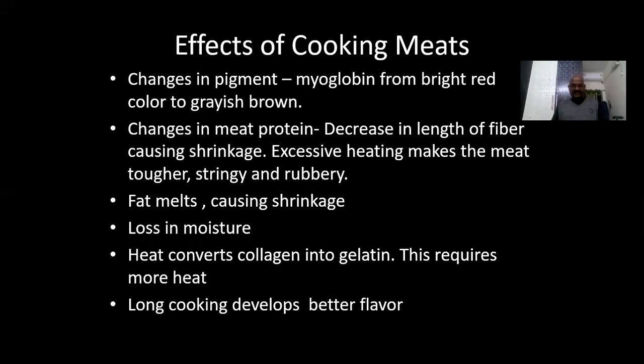Fat melts, causing shrinkage. The meat cells contain some fat also. When you apply the heat, the fat melts and the meat shrinks. Heat converts collagen into gelatin. The tissues are converted into gelatin, but making gelatin requires more heat, a higher temperature.